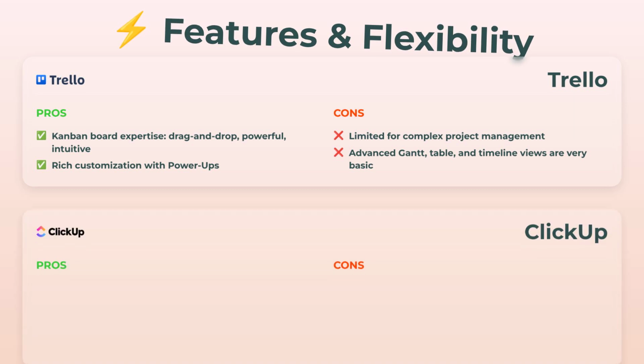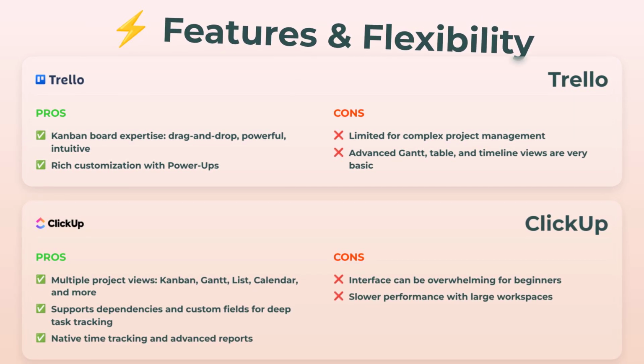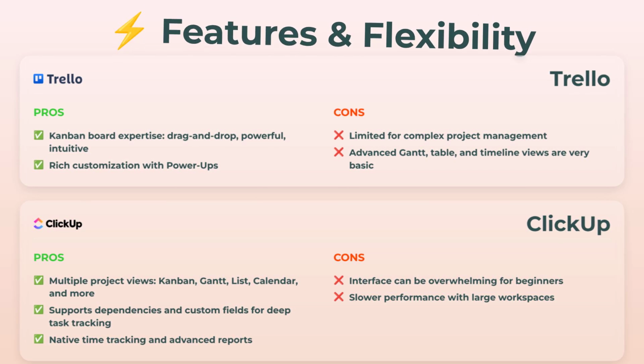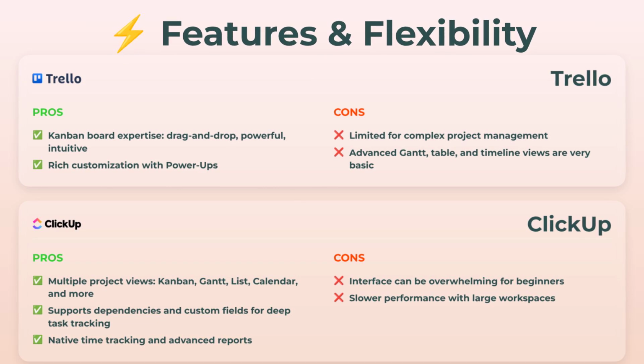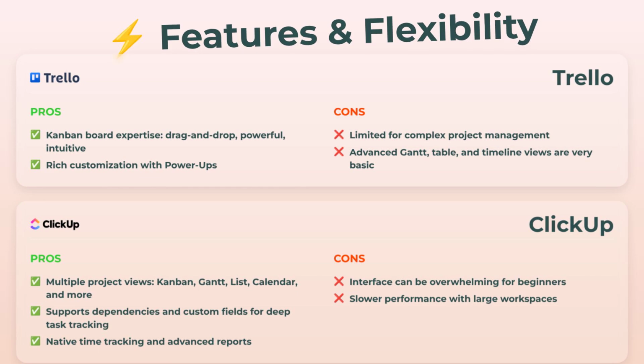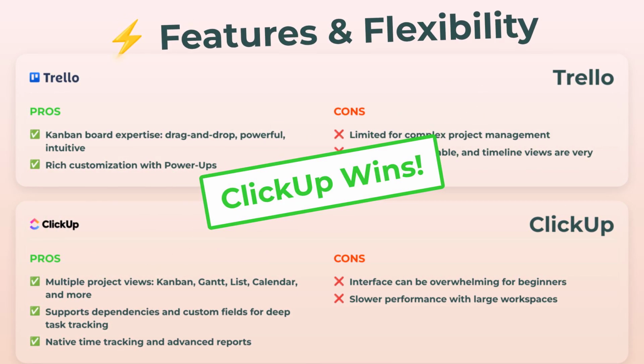Now with ClickUp, oh man, you get so many ways to look at your work: Kanban, Gantt, list, calendar, timeline. It's like pick your own adventure. You want dependencies, custom fields, native time tracking? Yep, it's all built in. They even crank out advanced reports. Downside, the interface can feel like a lot at first, and if your workspace is massive, things might slow down. Still, for serious features and flexibility, ClickUp is the obvious winner.